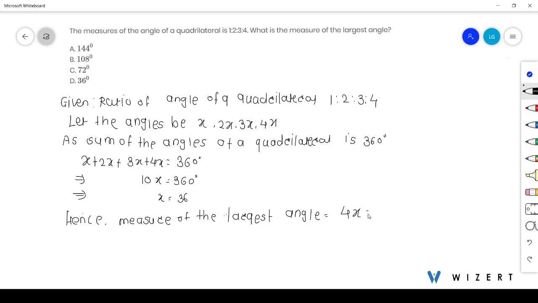4x, that means 4 into x, where we found x as 36 degrees. That is 4 into 36 is 144 degrees. Hence our answer is 144 degrees, and from the available options, option A is 144 degrees.